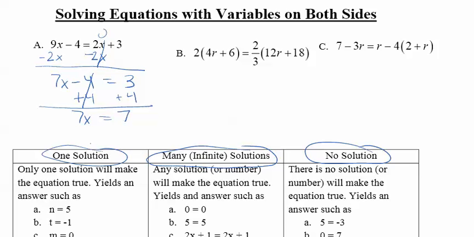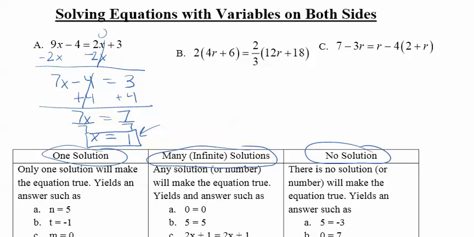Well, I'm not quite done. The goal of solving for the variable is to actually find out what the variable is equal to. So in that case, since 7 is being multiplied by x, I need to divide by 7 on both sides. Therefore, x is equal to 1, okay? This is what we call a one solution. Why? Because we got one solution. What this tells us is that one number, that number being 1, will satisfy the equation.